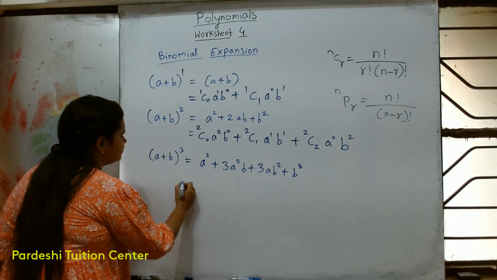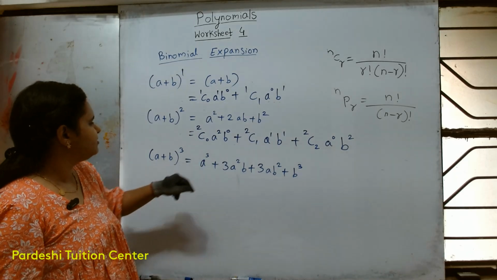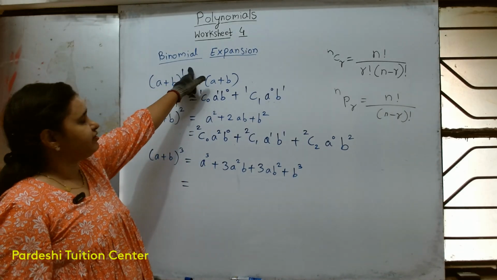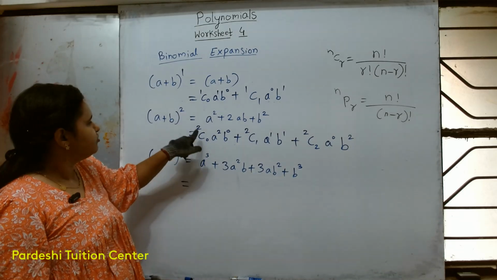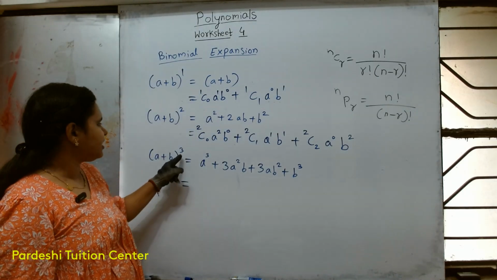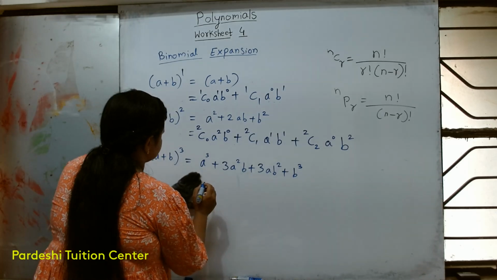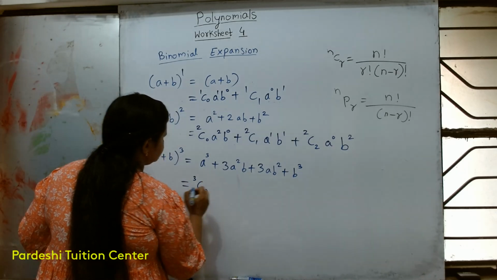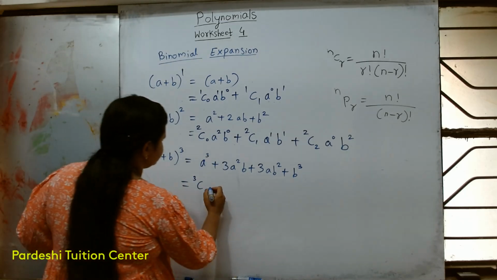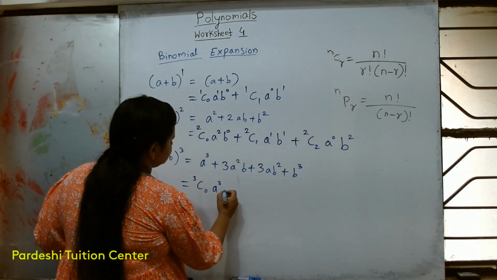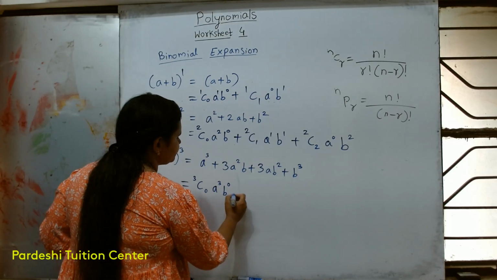Now for a plus b whole cube, can we write it? We have written that if the power was 1, we wrote 1c0. If the power was 2, we wrote 2c0. Now if the power is 3, we can write 3c0. Okay. Now a cube, so we will write a cube, and is b present here? No. So it will be b to the power 0.